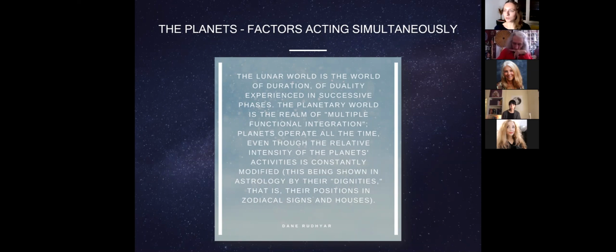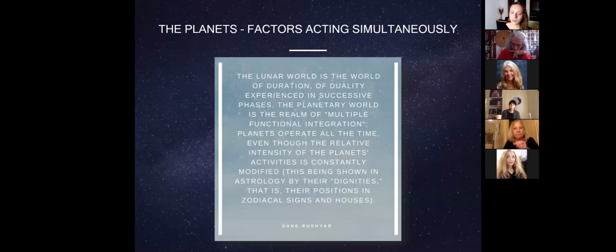So what were we called? So we have the lunar world is the world of duration, of duality experienced in successive phases. The planetary world is the realm of multiple functional integration. Planets operate all the time, even though the relative intensity of the planet's activities is constantly modified. This being shown in astrology by dignities, that is, their positions in zodiacal signs and houses.